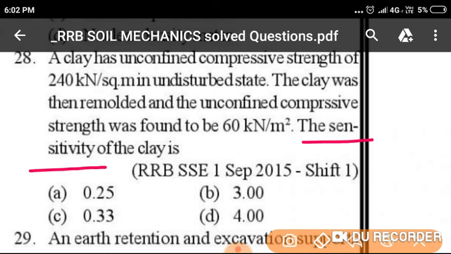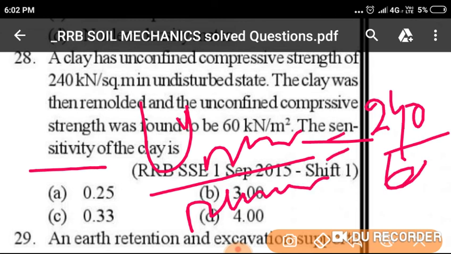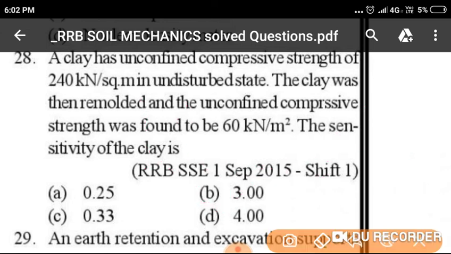What is the sensitivity formula? Sensitivity equals the undisturbed unconfined compressive strength divided by the remolded compressive strength, that means 240 by 60, that is 4. Here option D is the correct answer. Question number 28, option D is the correct answer.